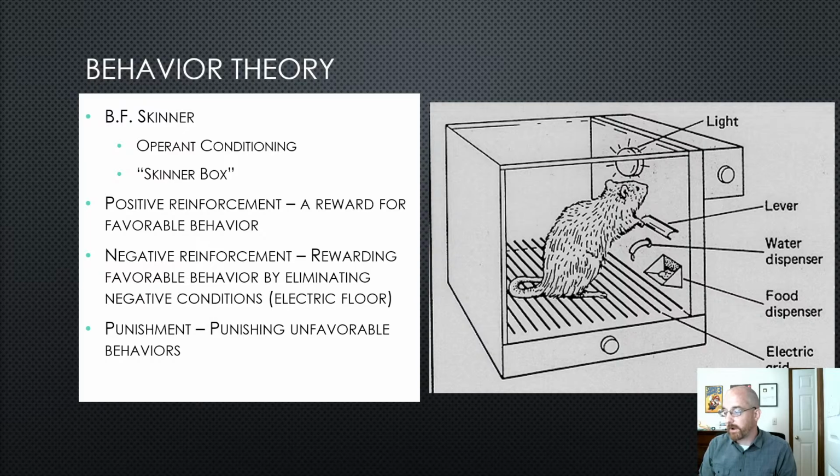In the classic Skinner box, trigger warning, animal abuse. In the classic Skinner box experiment, if the light was on and the rat pulled the lever, they would get food. Negative reinforcement is rewarding favorable behavior by eliminating negative conditions. So again, trigger warning, animal abuse. Skinner would slightly electrify the floor, and if the rat pulled the lever, the bad condition of the electrified floor would go away. So this happens in games too.